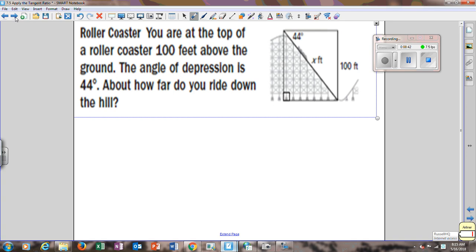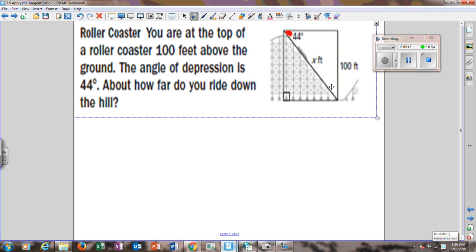Okay, we got a roller coaster. You're at the top of the roller coaster, 100 feet above the ground. Angle of depression is 44 degrees. About how far do you ride down the hill? Okay, so it's a 100-foot drop. And we have this angle at the top is 44. All right. So this angle here is 44.